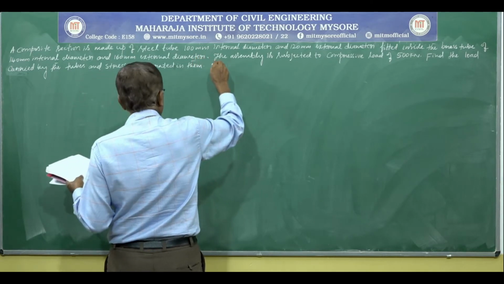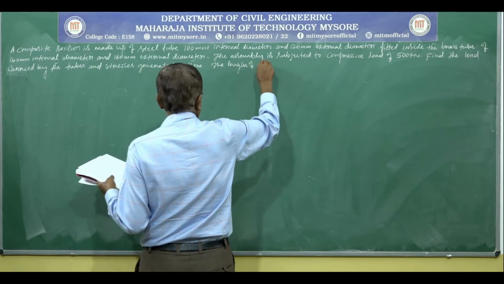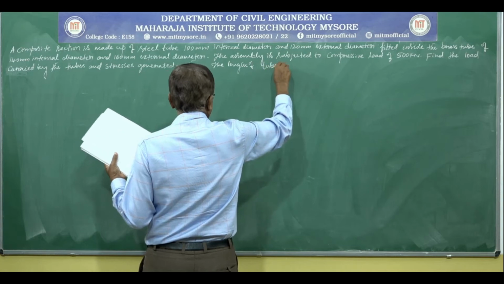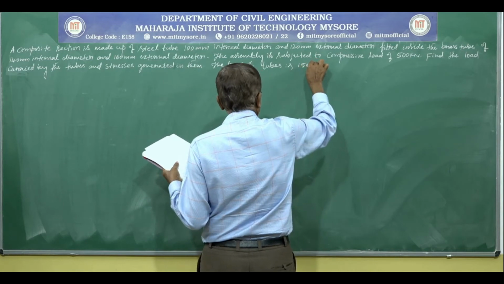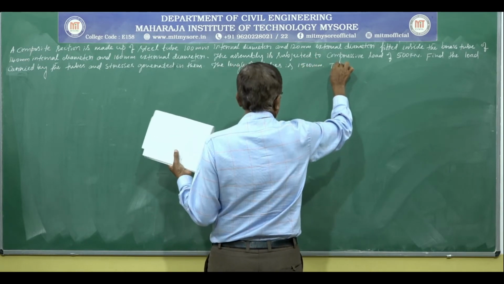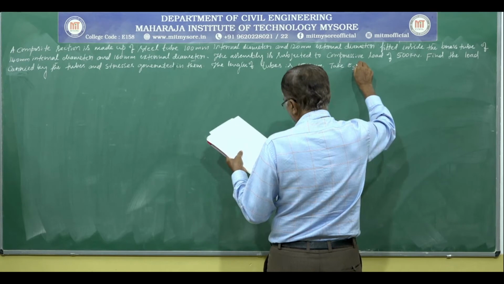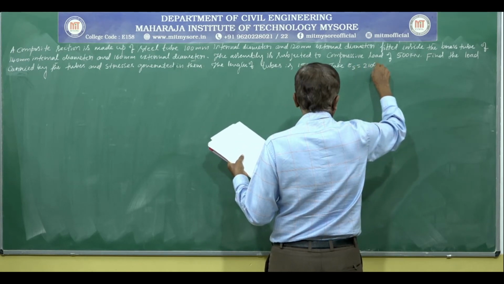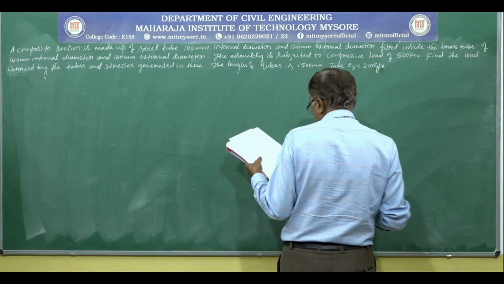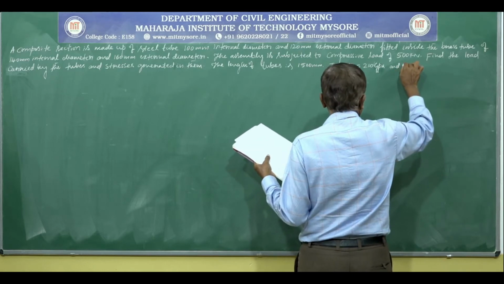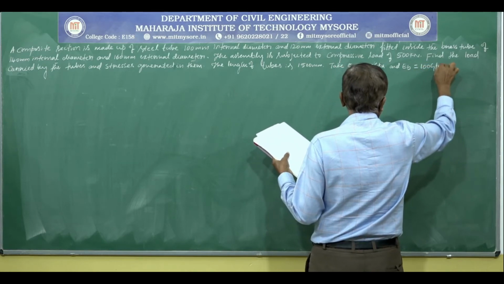The length of tube is 1500 millimeter. Take Young's modulus of steel is equal to 210 GPa, and Young's modulus of brass is equal to 100 GPa.